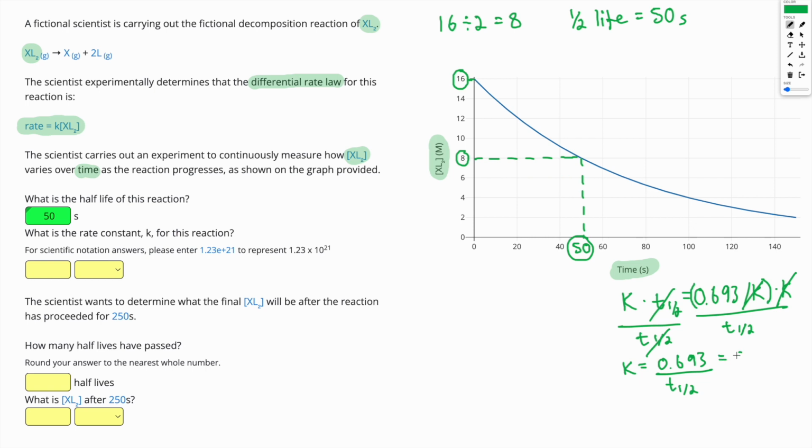So we can put in our numbers there. 0.693 divided by the half-life, which is 50 from my graph. That ends up giving me a rate constant of 0.0139. So let's fill that in here.